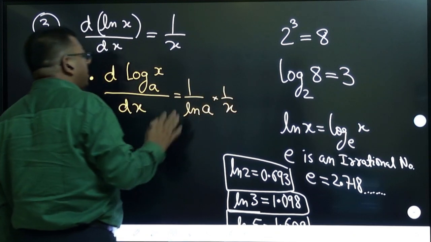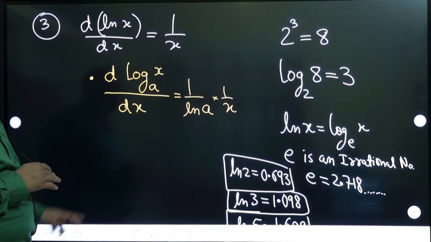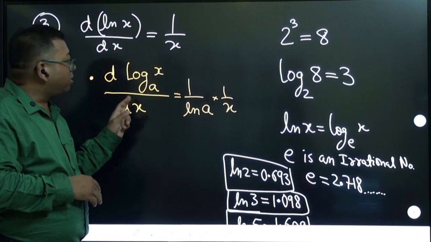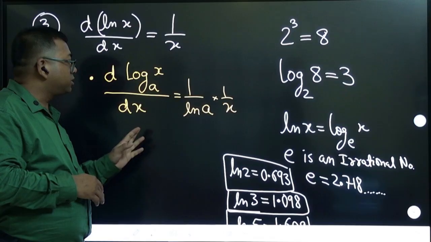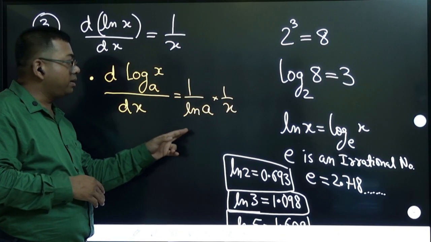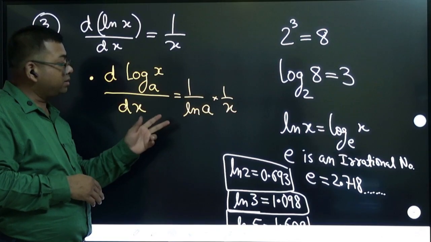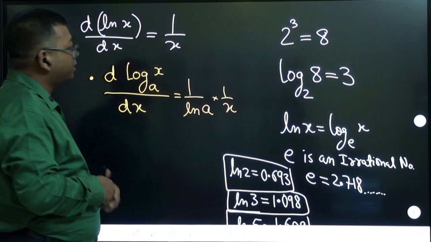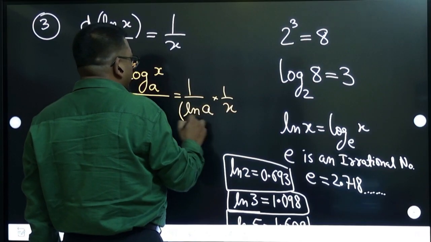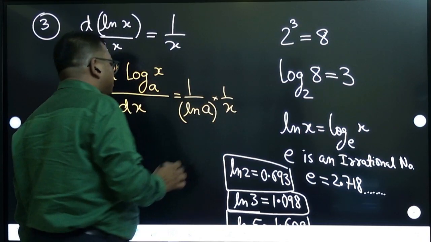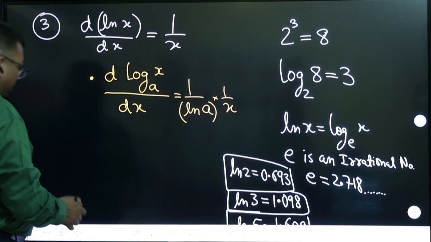So you need to remember this formula. Log base a of x differentiation becomes 1 by ln a into x. In x both are in denominators. So this factor and the 1 by x factor come out. Okay. Then let us move to next.